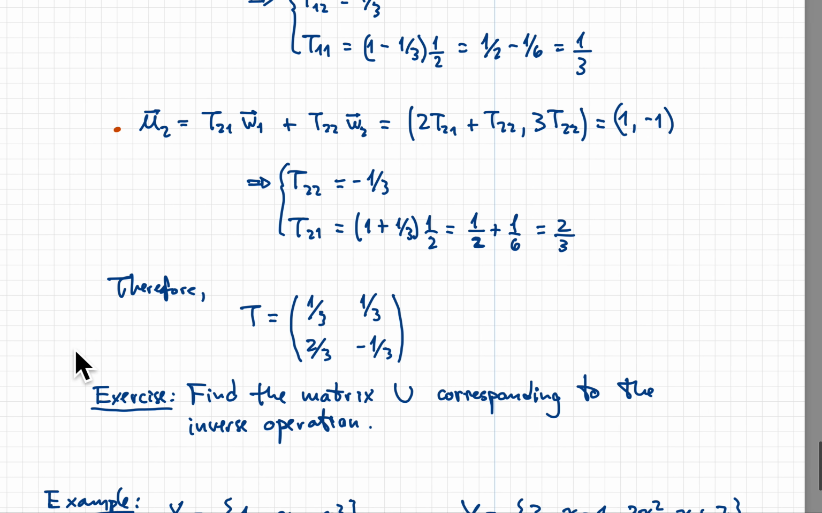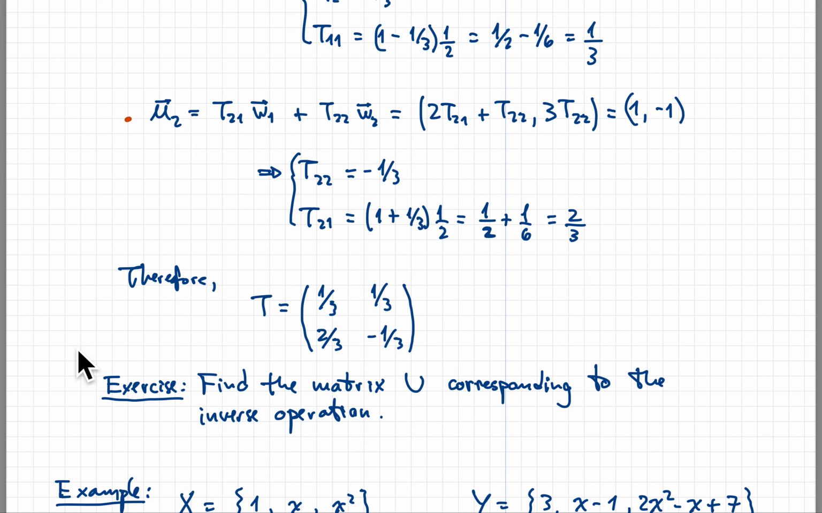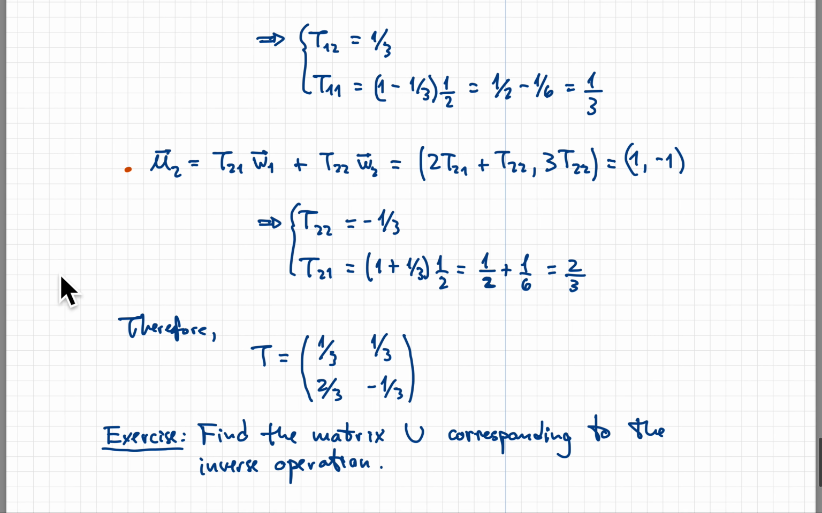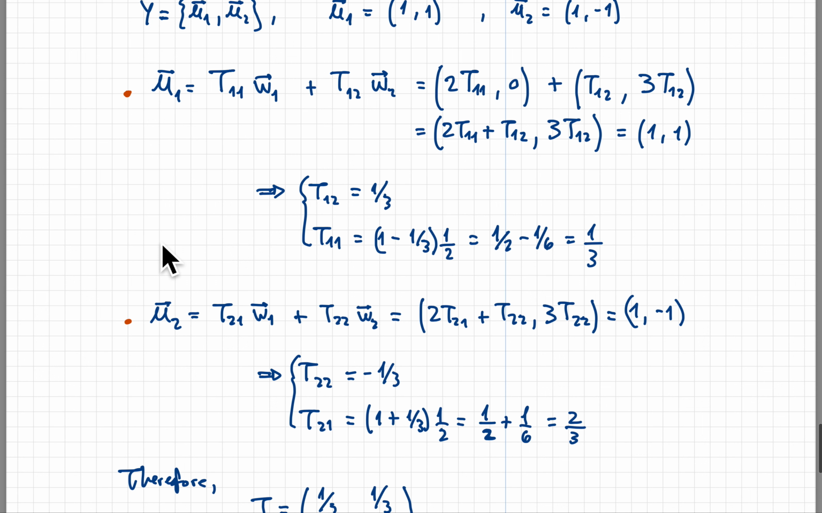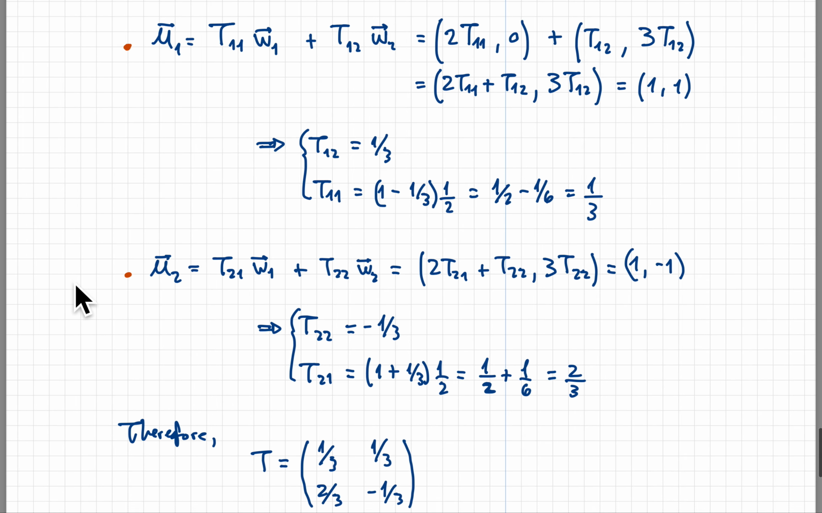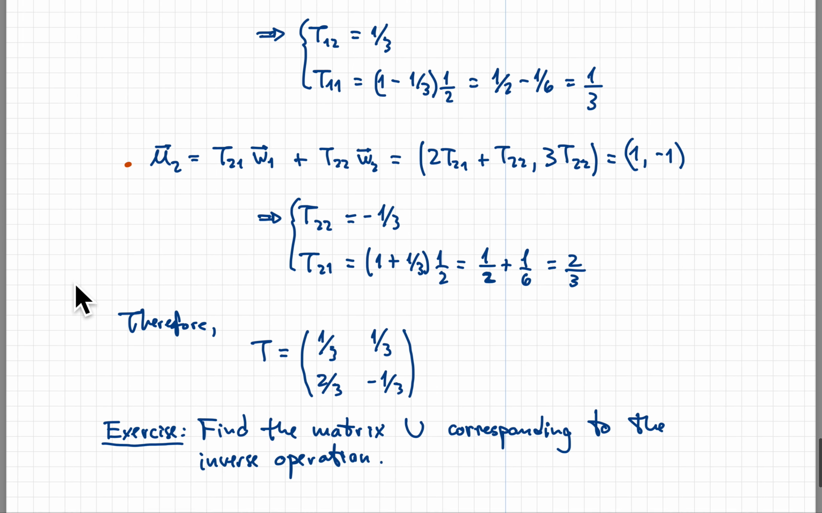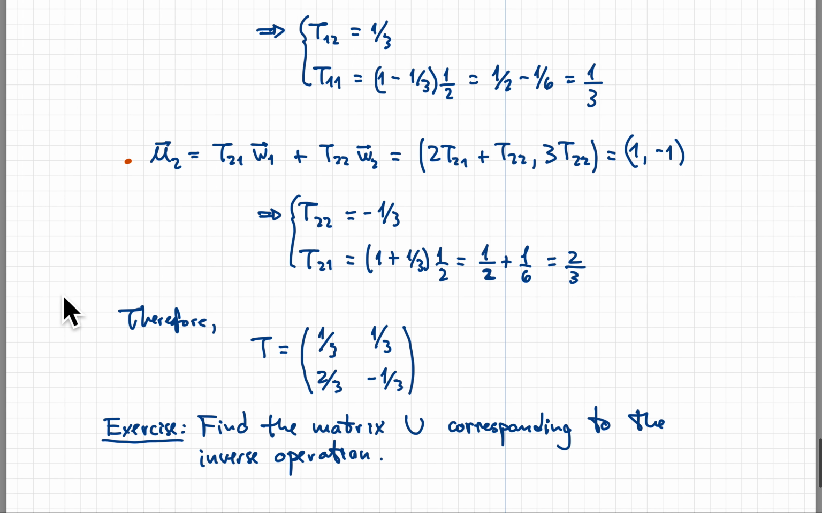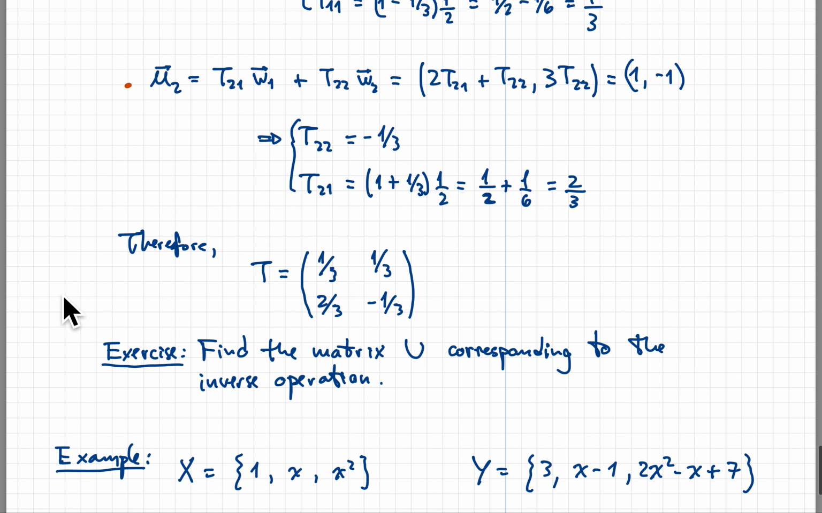So now, as an exercise, you can find the matrix U corresponding to the inverse operation. What that means is that you would have to repeat this exercise, where now you're trying to represent W in terms of U, the U vectors. And instead of having the T matrix here, you would have the U matrix that I used before, which would correspond to the inverse of this matrix T. And we'll talk more about matrices next time, like I said.